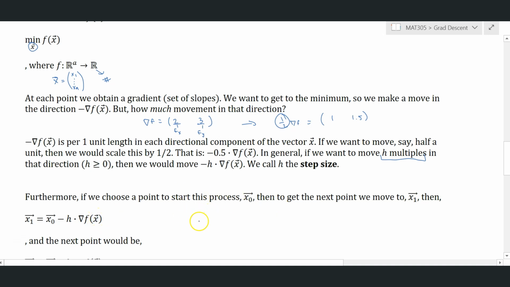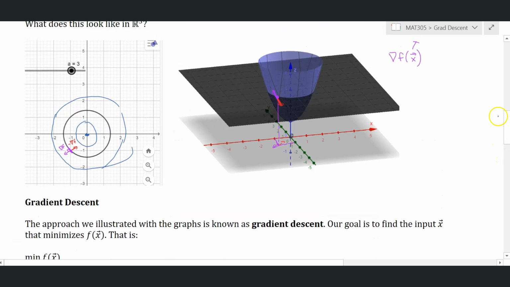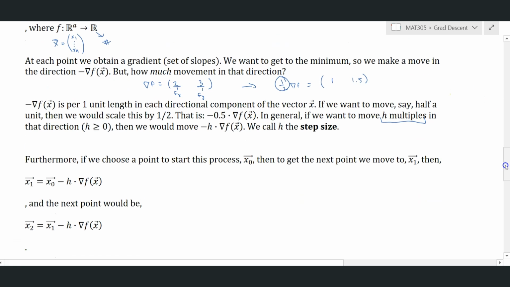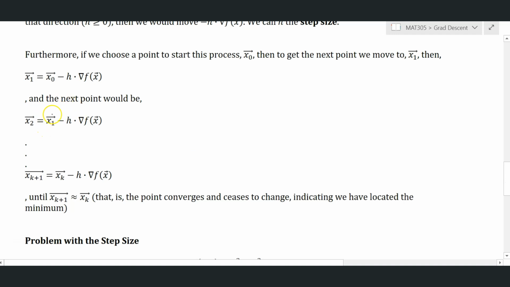So we're going to look at an example here momentarily of how this works, but visually what I want you to see is that, if you started here and that was your x0, and then you moved here and that was your x1, well, then you would continue to move until when? Well, until you got to a minimum, and you would know that when that x stopped changing. So you would kind of keep repeating this. Then you'd get x2 by going from x1, h multiples in the direction of the opposite gradient. And you'd kind of repeat this, right, indefinitely or until your next point and your previous point are approximately the same, meaning that the point converges and ceases to change, indicating we have located a minimum.